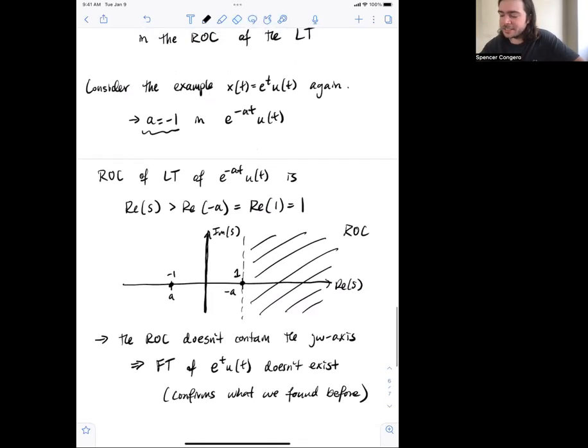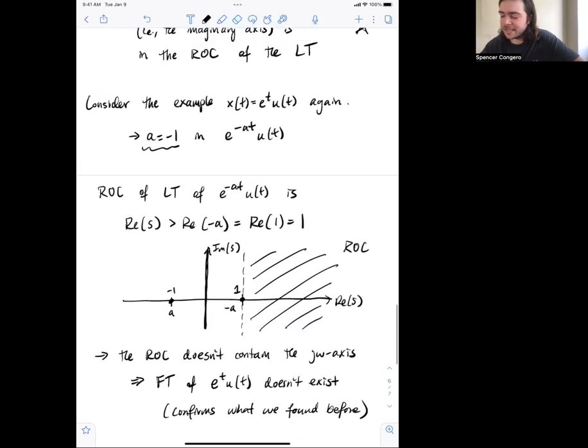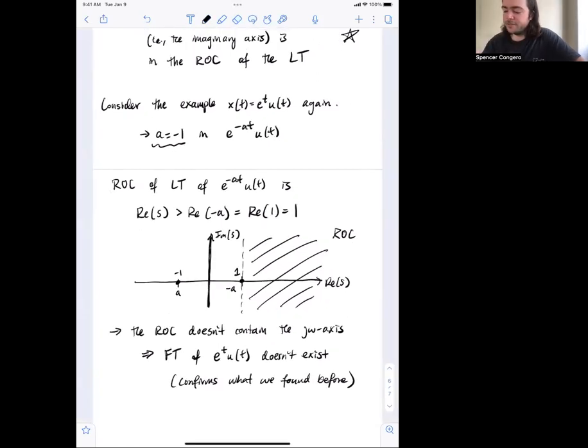But here, the Laplace transform tells us more. It not only tells us that the Fourier transform doesn't exist, because this imaginary axis is not in the ROC, but it also tells us which s values we could plug into the Laplace transform to get it to converge. And they're everything out here. You just need the real part of s to be greater than 1, and then you would get convergence.